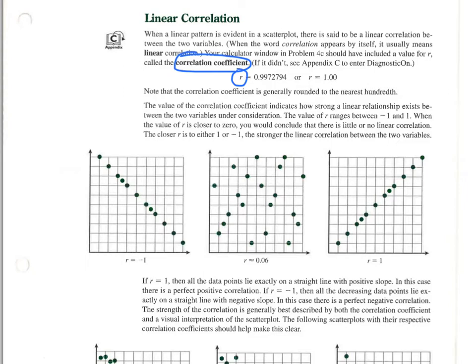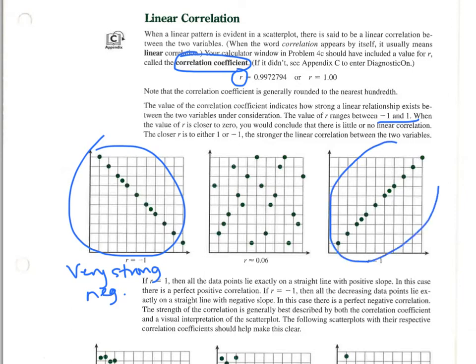And R ranges from -1 to 1. -1 would mean it has a very strong negative correlation, like this graph right here. And this graph right here, this would probably be what our correlation coefficient would be for that first one. This is a very strong positive correlation, meaning it's an increasing line.